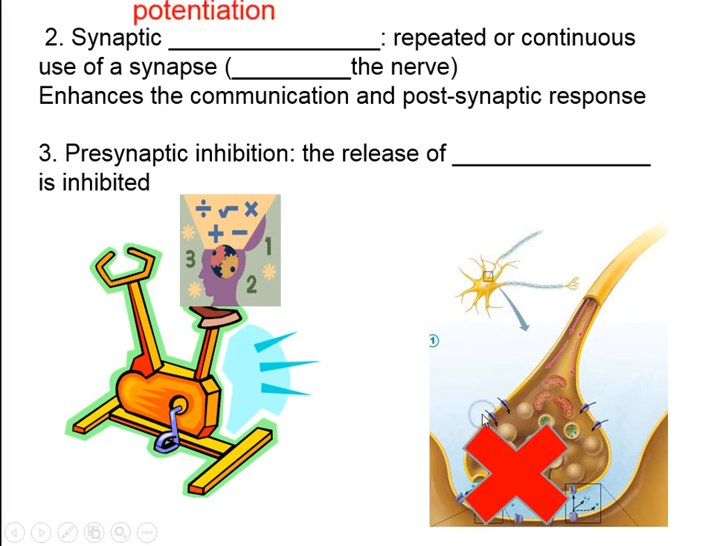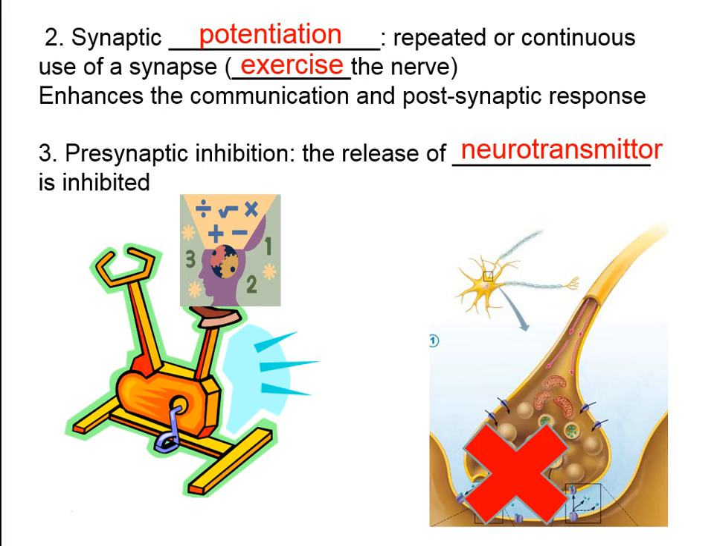Another modification is known as synaptic potentiation. Repeated or continuous use of the synapse exercises the nerve and enhances communication and postsynaptic response. That's why if you study material and you quiz yourself every day and the information builds and builds and builds, those synapses become stronger, so that when you try to recall it on the test, it comes up a lot quicker than if you looked over it one time.